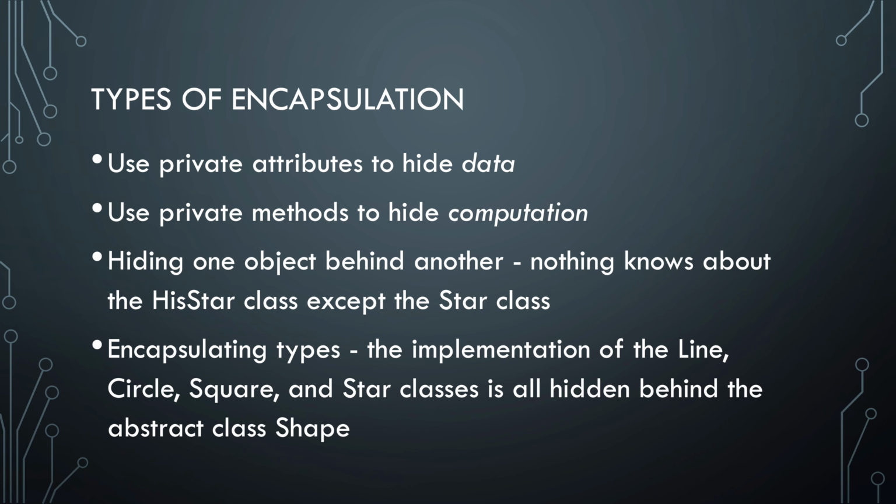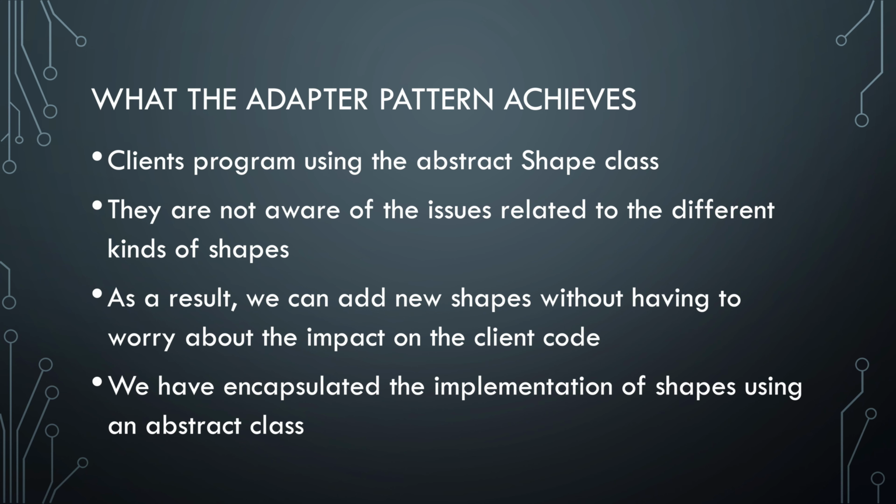You can also encapsulate types. The implementation of specific shapes, such as circles, squares, and stars, is hidden behind an abstract class shape. This is exactly what the adapter pattern achieves. Others using the shape system will only know the abstract shape class. They have no idea how the various shapes are actually implemented. This also means we can add new shapes later on without worrying about how it will impact the client's code. Therefore, we have encapsulated the implementation of shapes by using an abstract class.